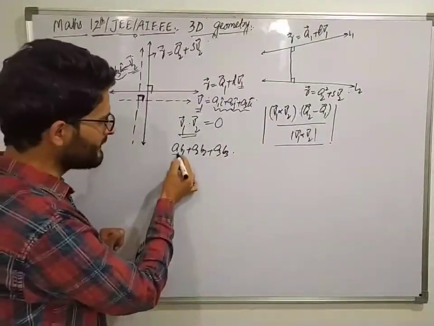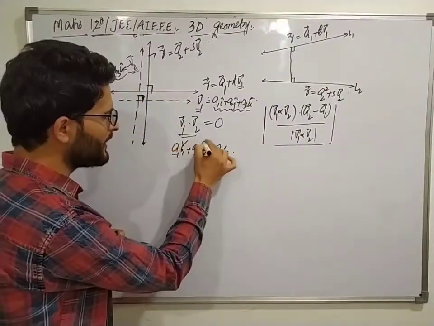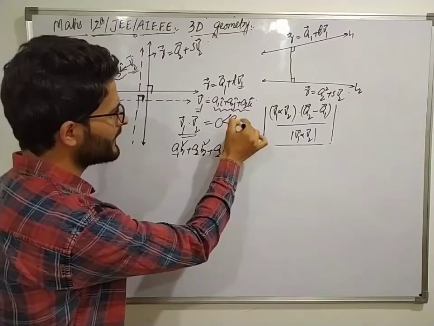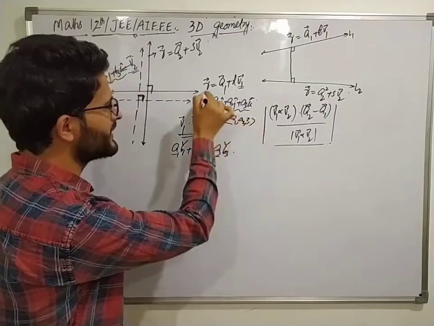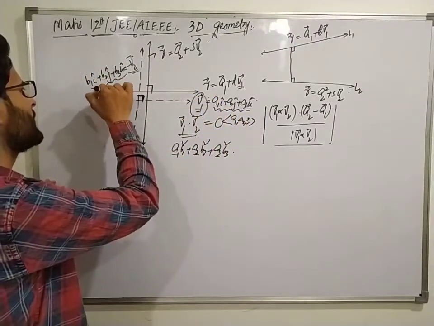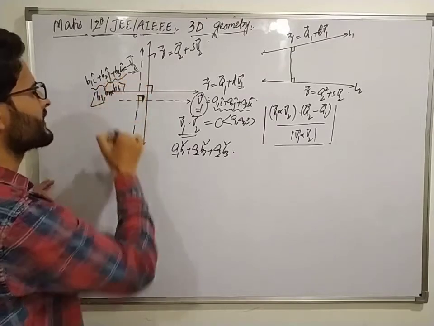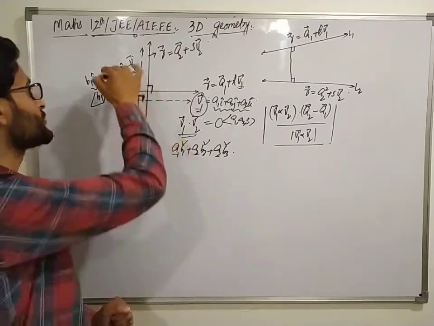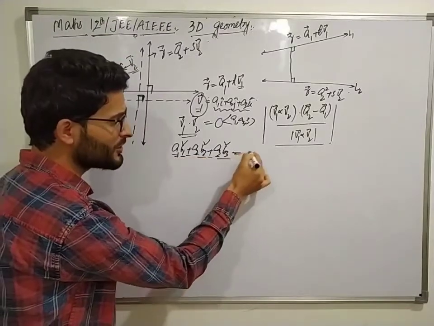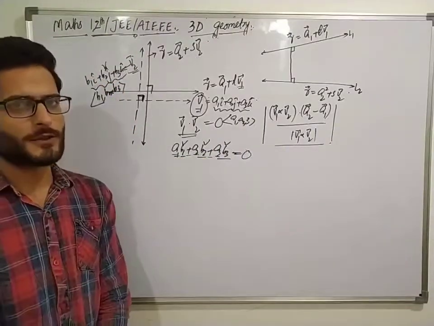But what about this A1, A2, A3 and what about B1, B2, B3? The ordered three-tuple A1, A2, A3 is the direction ratios of vector V1, and similarly the ordered three-tuple B1, B2, B3 is the direction ratios of vector V2. So the sum of products of direction ratios is equal to 0.